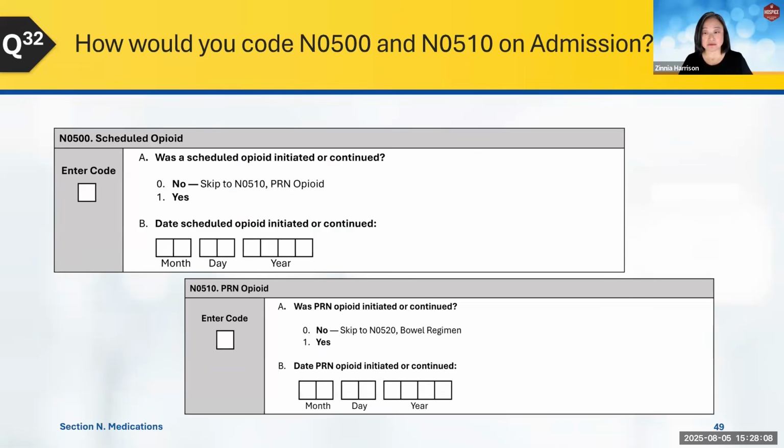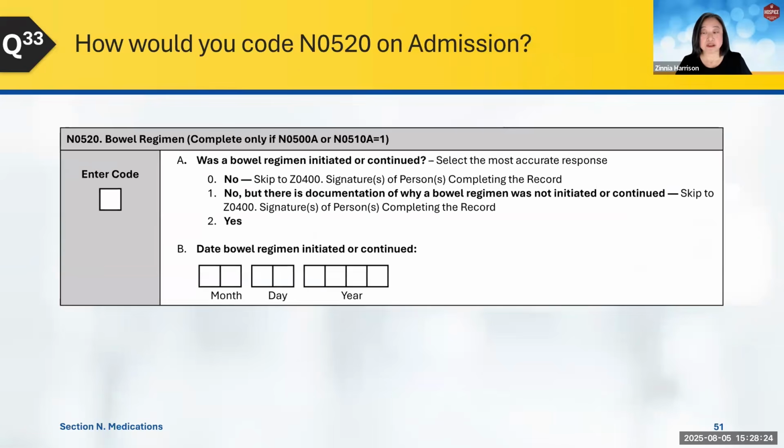On the next slide, for both scheduled opioid and PRN, you would code 0, no. This is because on the initial assessment, she is not on any opioids. And in this case, the nurse will skip the bowel regimen. Okay, now let's look at the bowel regimen. How would that be coded? So on the next slide, the correct response for that item is also no, 0, because she did not have a bowel regimen initiated or continued, and no date is needed for part B of this question.